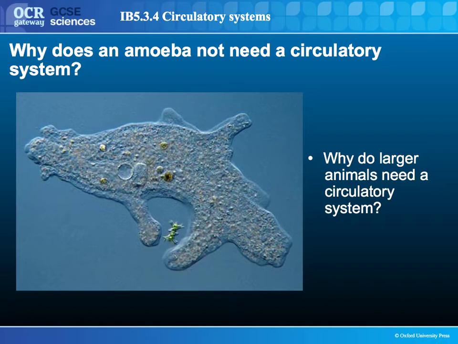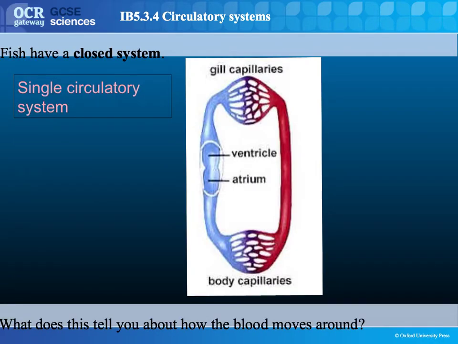So to be able to do this, they have blood within their circulatory system. Here we've got our first example of a circulatory system. This is the circulatory system of a fish, and we call it a single circulatory system. This is because we have two chambers only in the heart of a fish. We've got an atrium and a ventricle. Now that means that the blood can only be pumped in one direction.